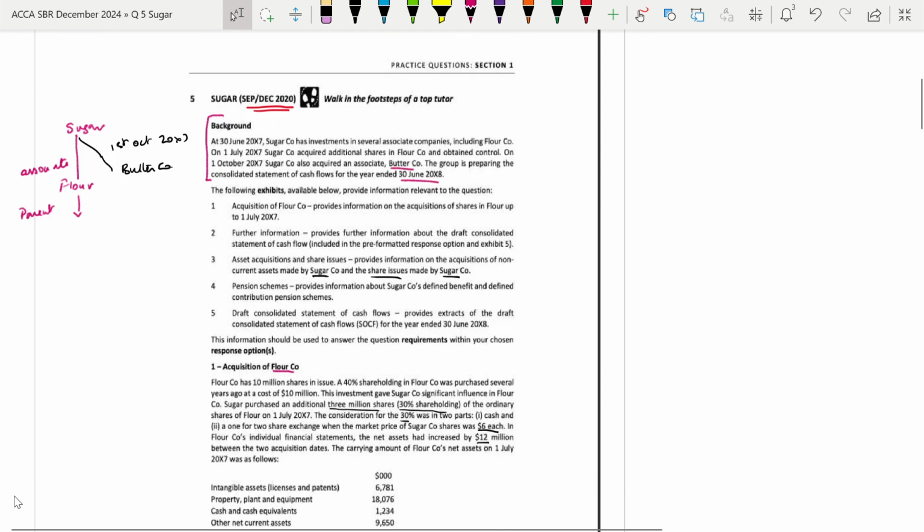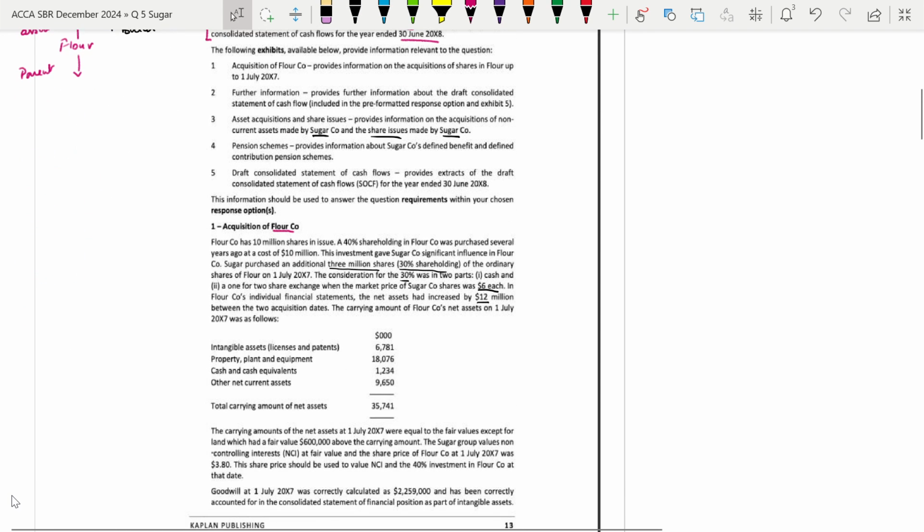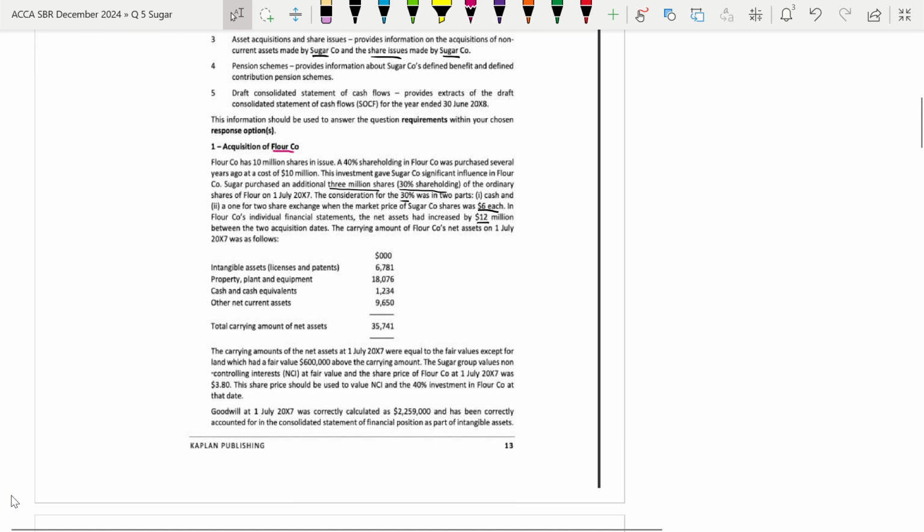Sugar has a 40% shareholding in Floor. Floor has 10 million shares in issue. How much has Sugar purchased? S is for Sugar, F is for Floor. They have purchased long back, okay?